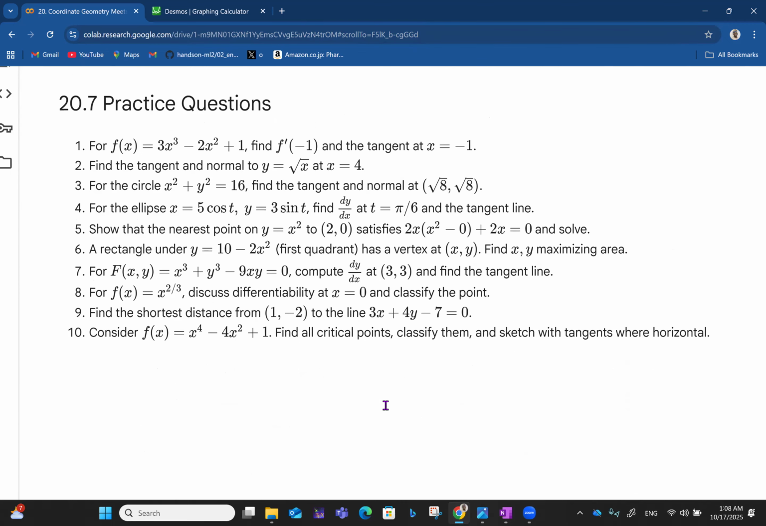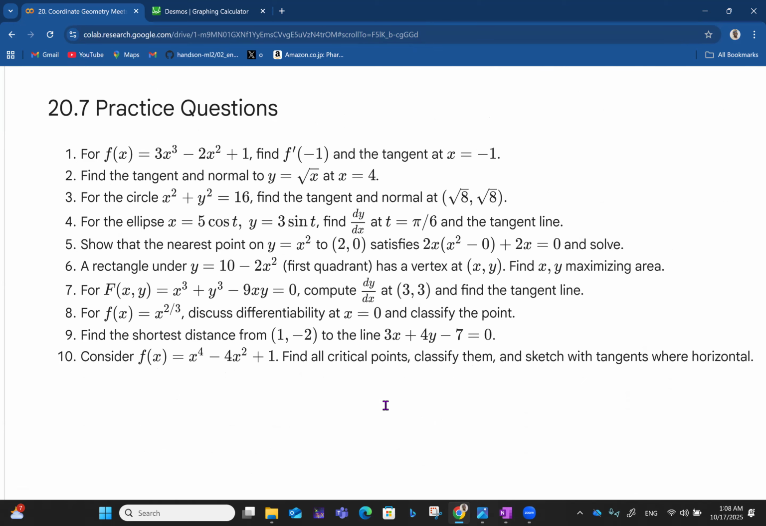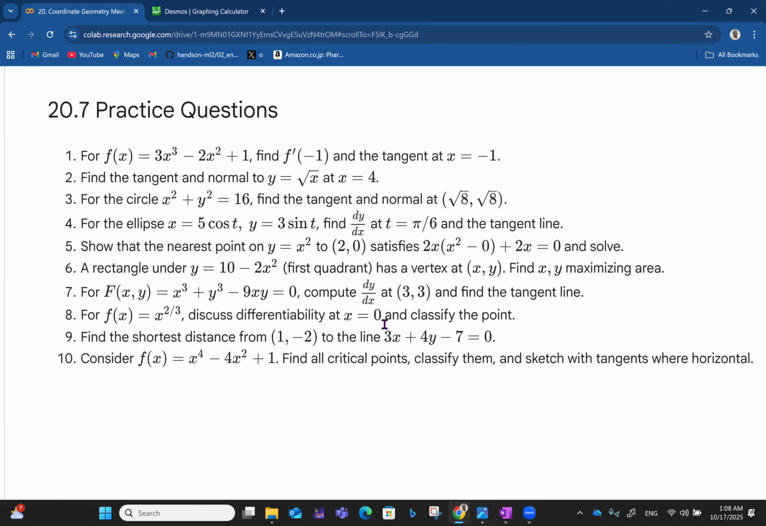So we have practice questions, so you want to try out your hands on this. For f of x equals 3x cubed minus 2x plus 1, find f prime of minus 1 and the tangent at x equals minus 1. To find that, you just differentiate, right? You get 9x squared minus 4x, and then you substitute 1 into it. That'll be like 9 minus 9 plus 4, that's 13. So that's the slope right there. And since you know the slope, and with tangent at minus 1, then you can easily compute that.